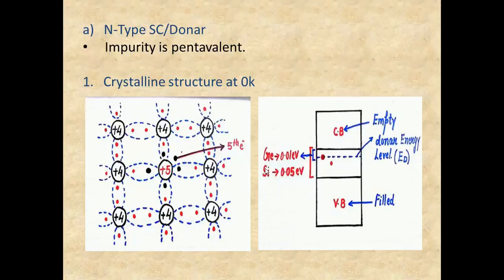Now what is this for germanium and silicon? I have mentioned it here. This is the additional energy which we require to detach the fifth electron from its orbit. For germanium it's always 0.01 electron volt, and for silicon it is 0.05 electron volt. Try to remember these values, because they directly ask you questions on them.